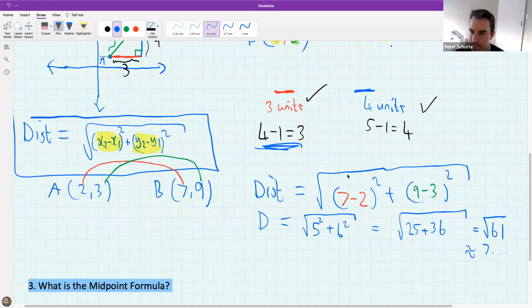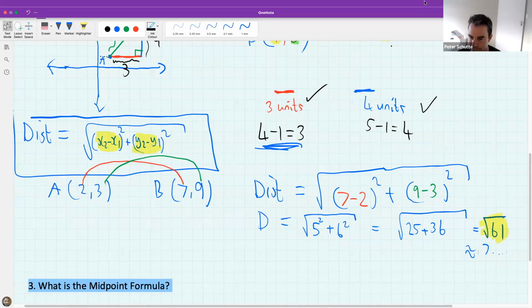Okay. 7.81 it seems. But I think it's probably better to, unless your teacher says make it a 2 decimal place, leave it as what we call a surd. So you should be getting the square root of 61. Okay.